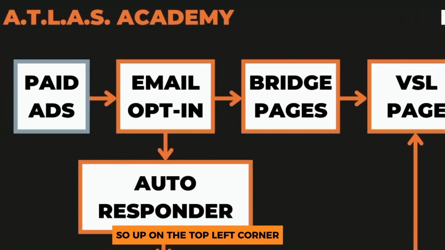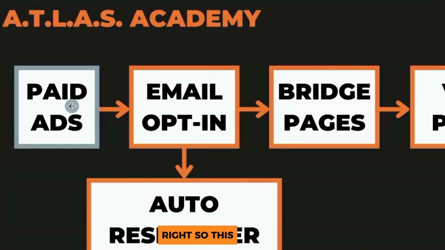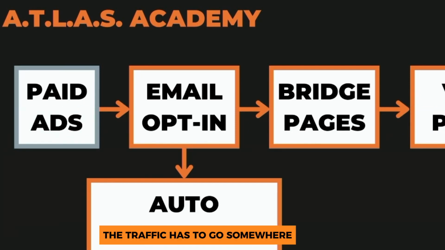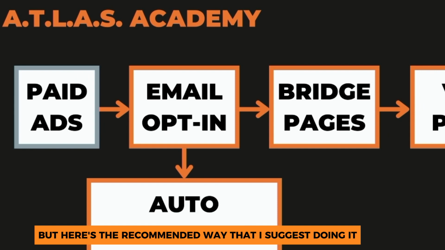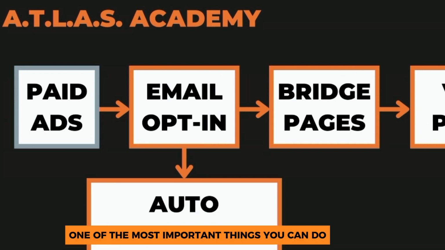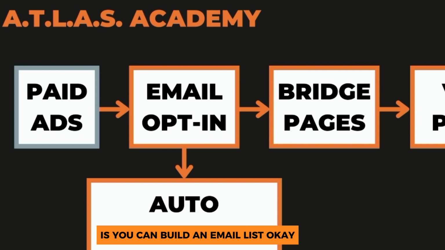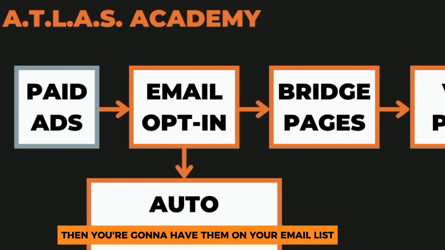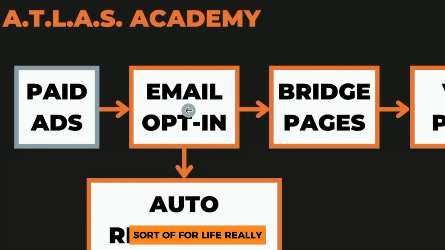So up on the top left corner, we have paid ads, right? This ultimately is what we're gonna be teaching over the next week, but your paid ads have to go somewhere. The traffic has to go somewhere. You could do it a million different ways, but here's the recommended way that I suggest. I suggest having your ads go to an email opt-in page. If you're running ads, one of the most important things you can do is build an email list, okay? Because you don't know if they're gonna buy or not. If you just run ads directly to an offer, some will buy, some won't, but you won't be able to really market to them again. Instead, if you run ads to an email opt-in, then you're gonna have them on your email list and you can follow up with them sort of for life, really.